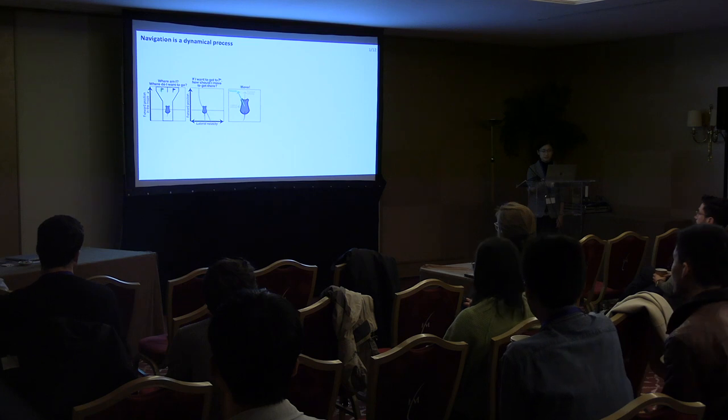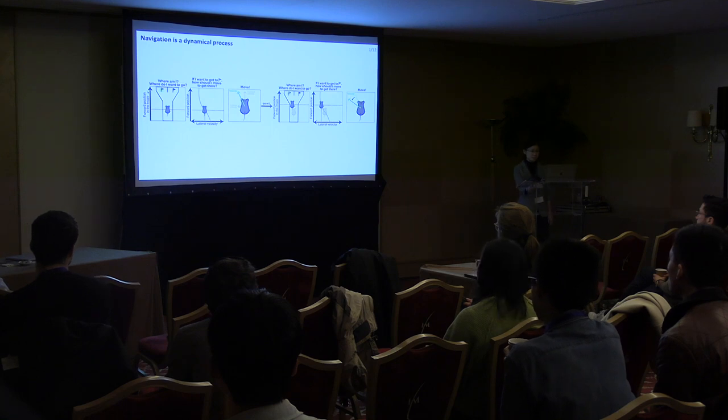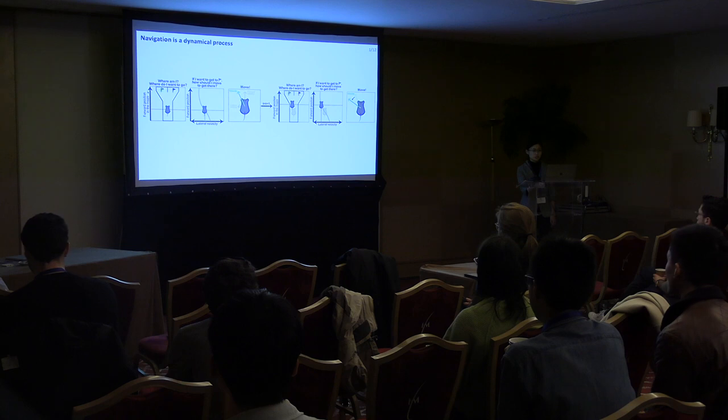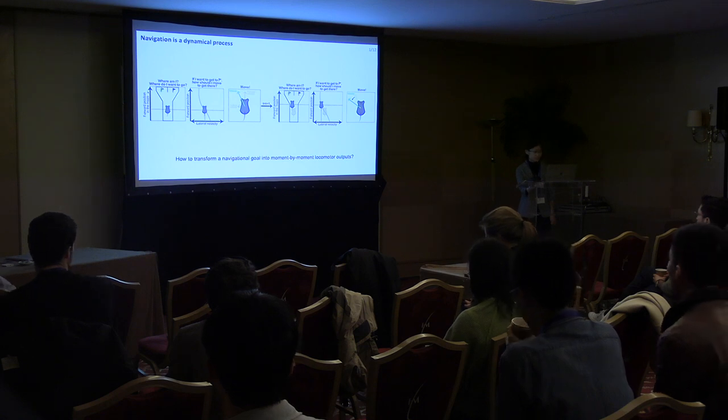And these navigation cognitive steps will need to be repeated again and again as the animal passes through the maze. And they also need to be coordinated in a dynamical way to ensure the robustness of the behavior. So the overall goal of this project is to study how a mouse brain transforms a navigation goal into a moment-by-moment locomotive output.